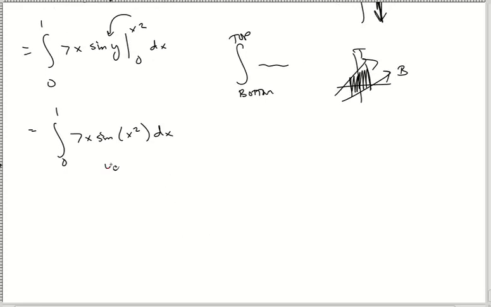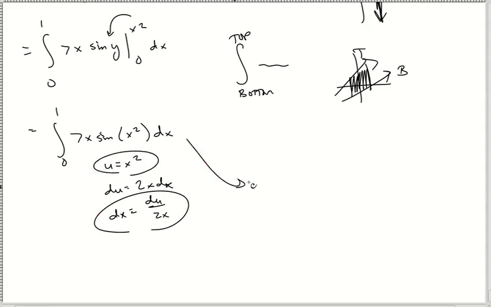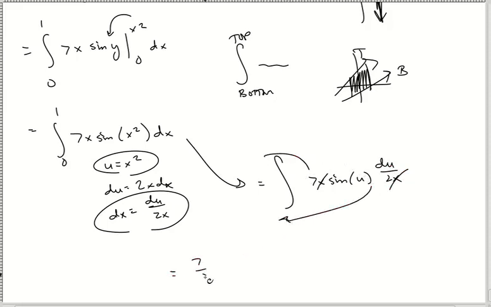To make this thing work, use substitution for the inside. 2x dx. dx equals du over 2x. You're using these two guys here. So then we got 7x sine of u, and then du over 2x. The x's cancel. The 7 halves can come out to the front. So we got just sine of u du. Your integral of that is a negative cosine.